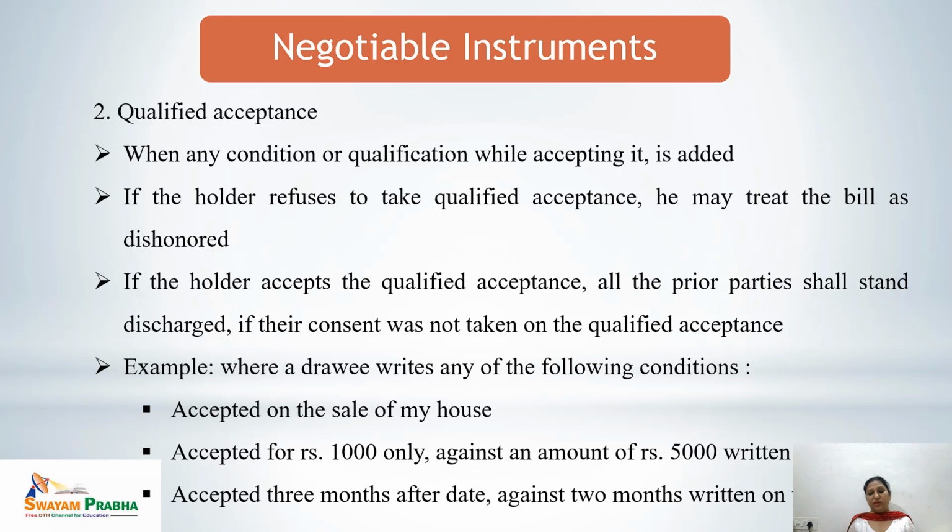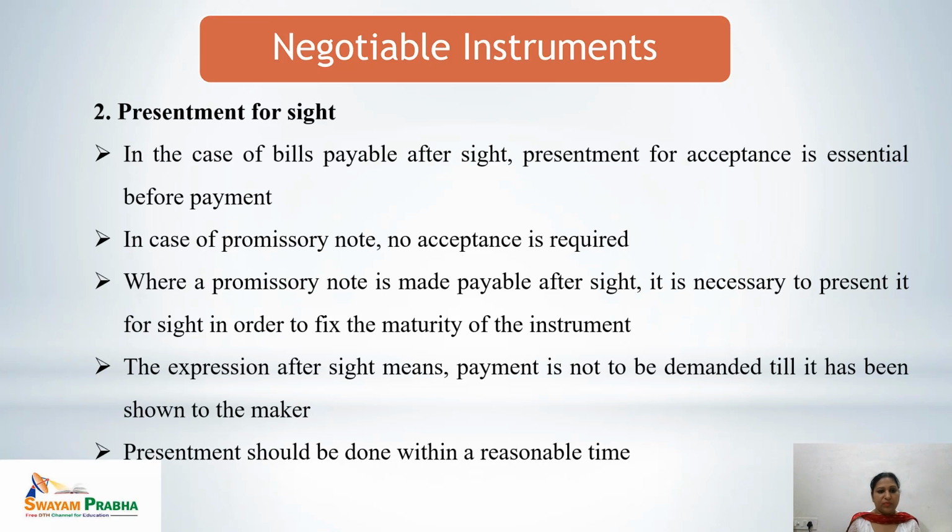That means if the period of payment mentioned was 2 months, but it is being accepted as 3 months after date, this is a qualified acceptance. In short, if any condition is added to whatever is written on the bill of exchange, this is called qualified acceptance.